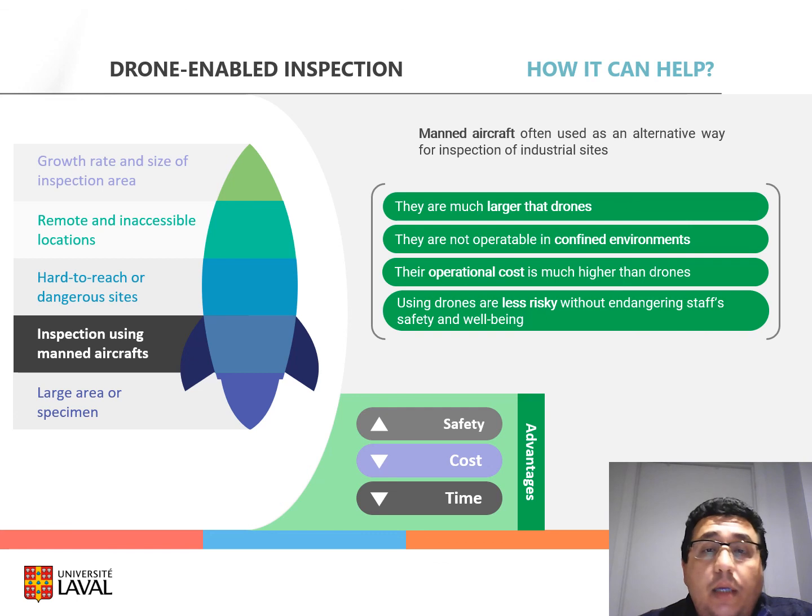Also, there's another area: inspection using manned aircraft. Manned aircraft are often used as an alternative way for inspection of industrial sites. However, compared to drone-based inspection, manned aircraft are much larger than drones. Also, they are not operable in confined environments. Their operational cost is much higher than drones, and finally, using drones is less risky without endangering the staff's safety and well-being. So, same as before, drones can increase the safety of the inspection.